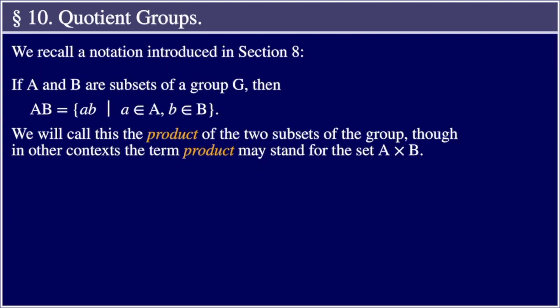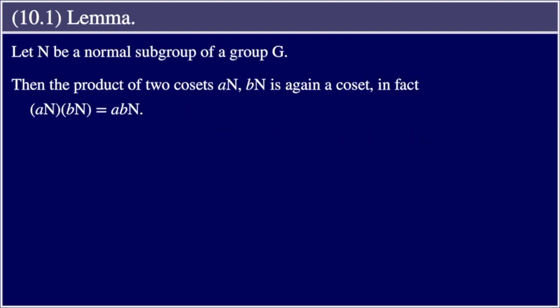We recall a notation introduced in section 8. If A and B are subsets of a group G, then AB equals the set of products ab such that a is a member of A and b is a member of B. We will call this the product of the two subsets of the group, though in other contexts the term product may stand for the set A × B.